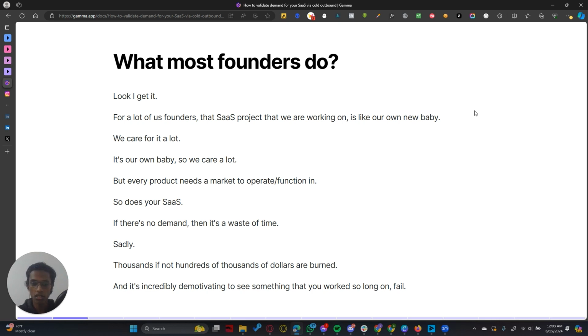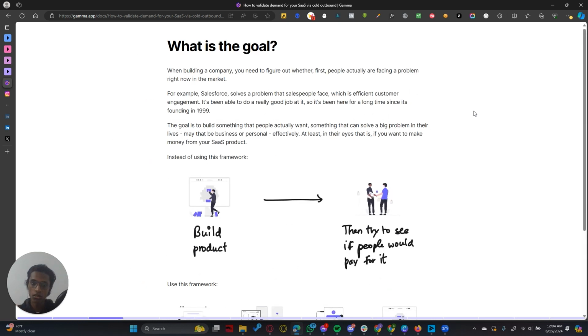So does your SaaS. If there is no demand, then there is no oxygen. It's a waste of time. Sadly, thousands, if not hundreds of thousands of dollars are burned, and it's incredibly demotivating to see something that you worked so long on fail. How do we avoid this? What is the solution to this? What is the alternative to this?